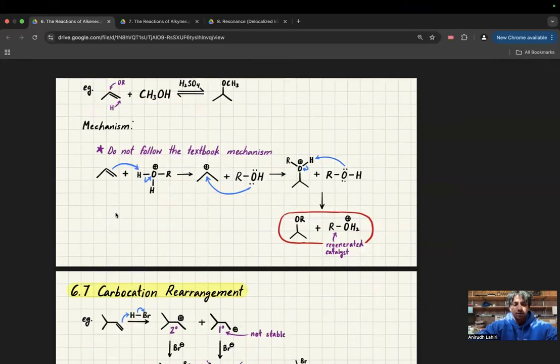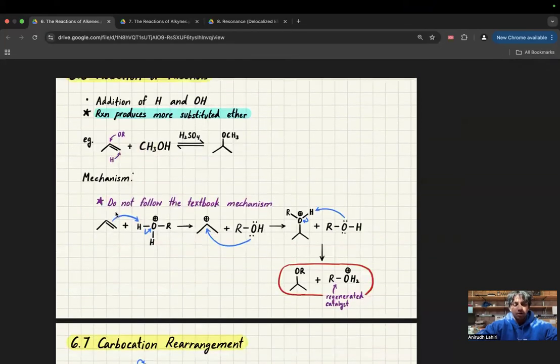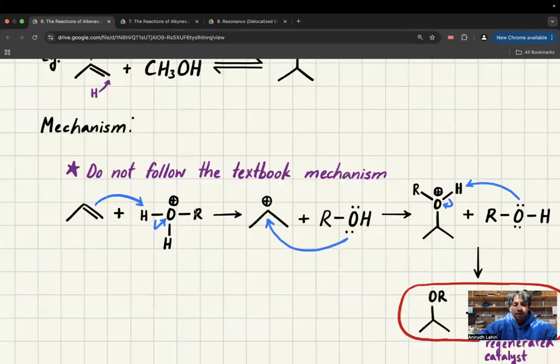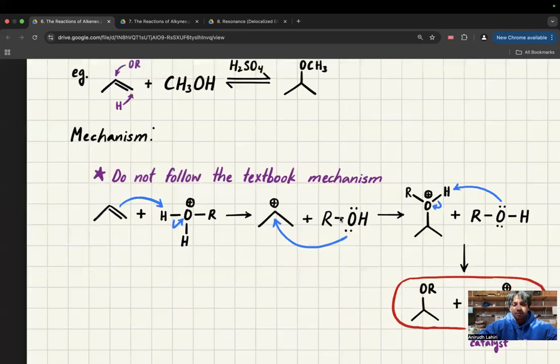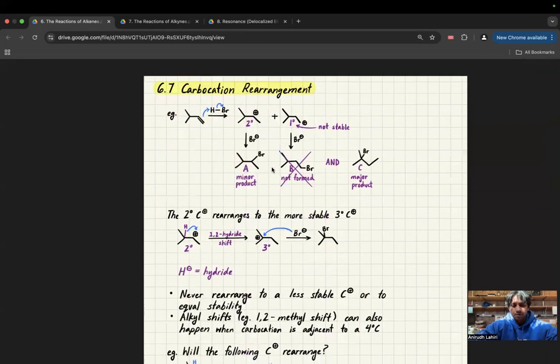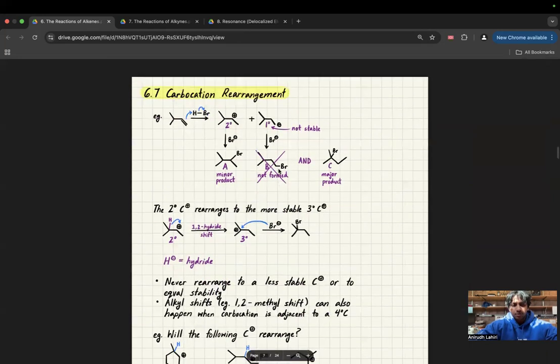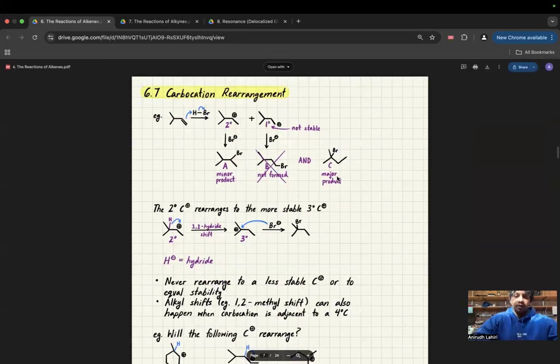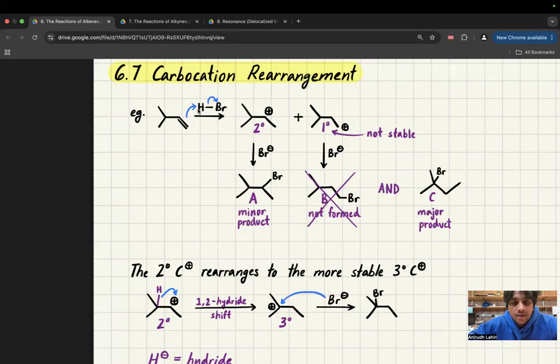And again, the mechanism is going to be pretty much exactly what you saw previously, except instead of having an H here, you're going to have an R here. And because of that, we're going to attack here. So there's not that much nuance to it. The reaction will produce the more substituted ether, what we saw earlier. Okay. So now we're going to talk about something called carbocation rearrangement, right? So when we have our alkene, this double bond attacks an H and a Br, it goes through this intermediate, right?